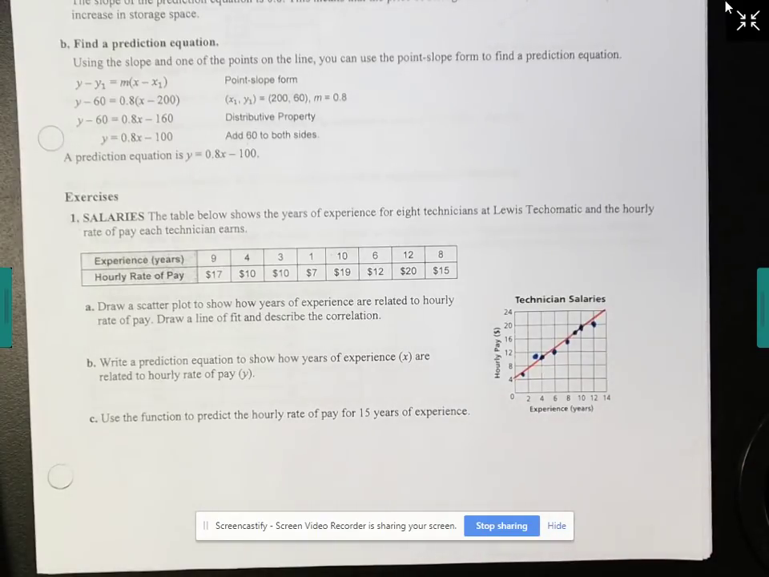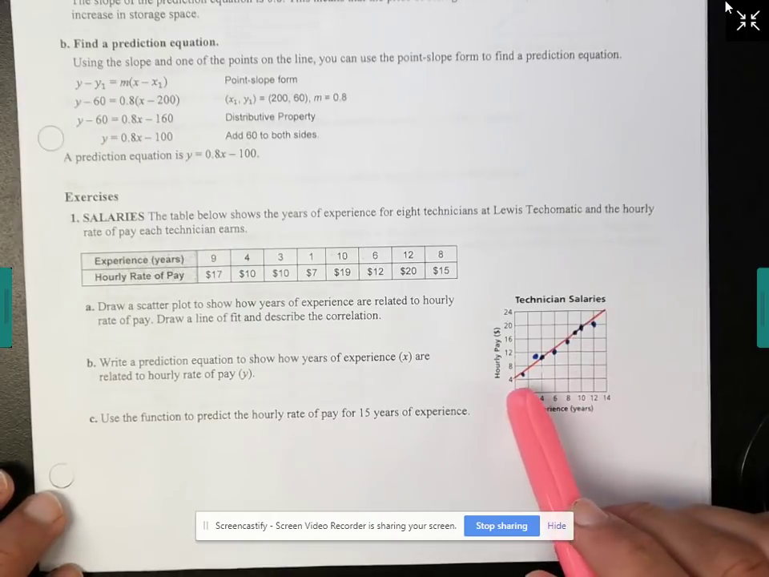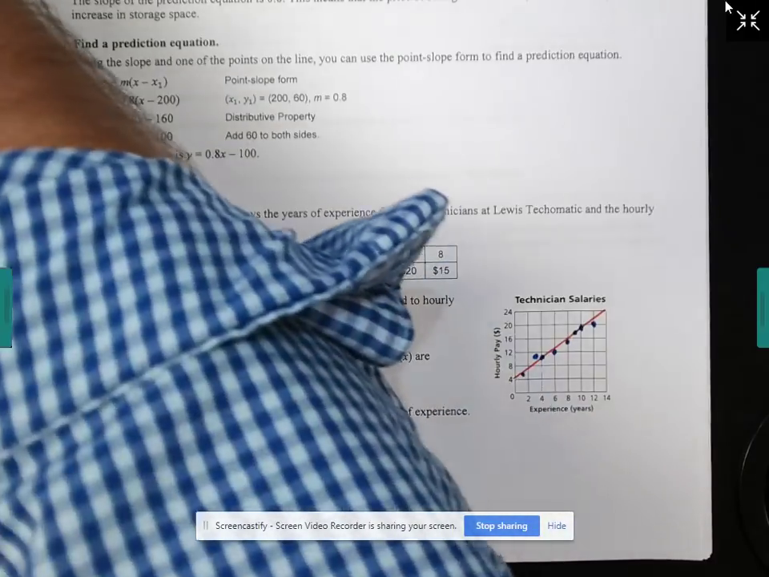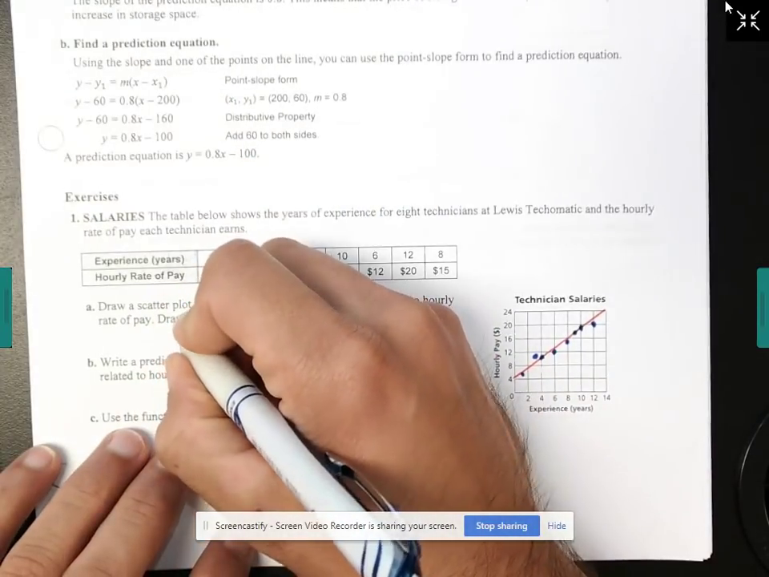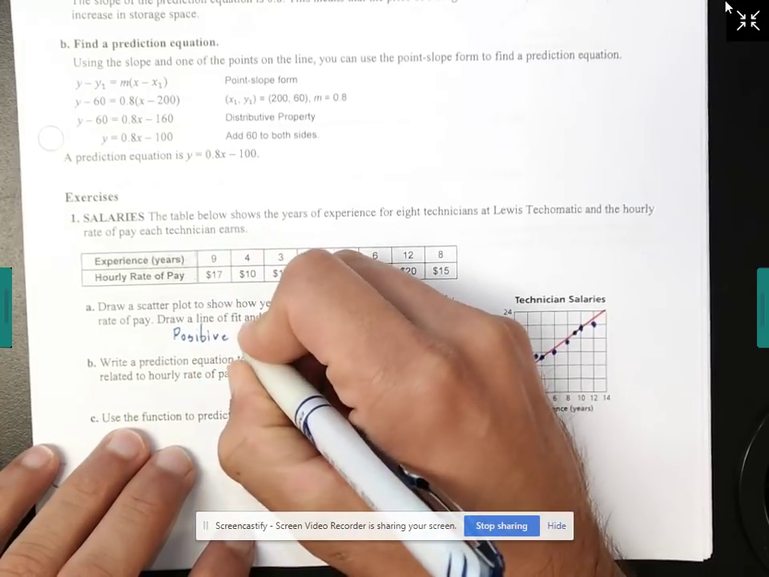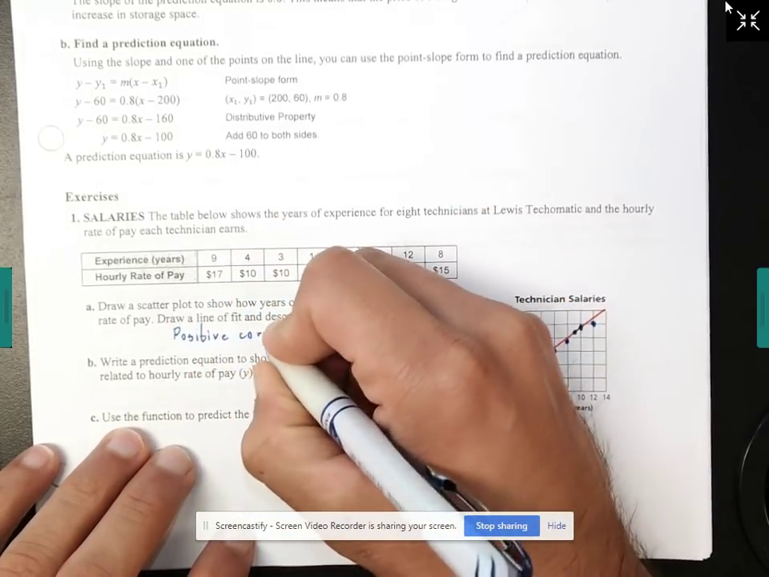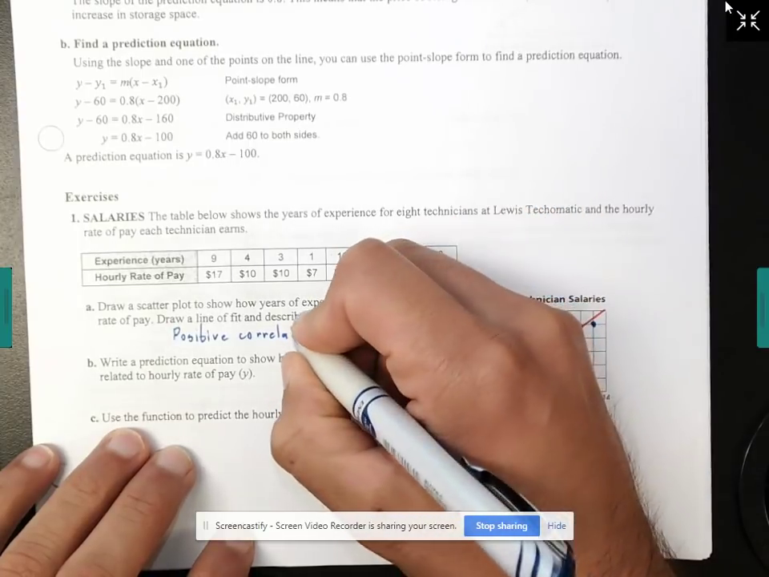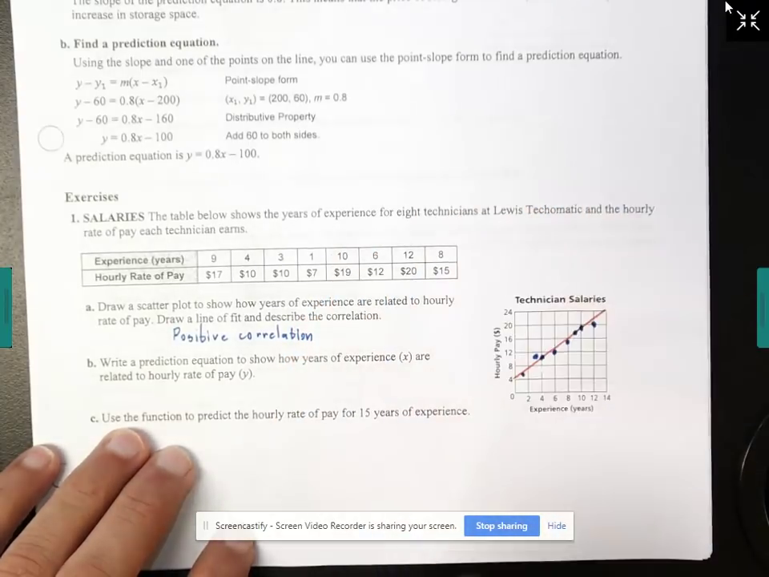And then the correlation, you can tell that it's a positive correlation. You have a positive slope. And now we can say it's a positive correlation. Apparently I forgot how to spell correlation, but there it is.